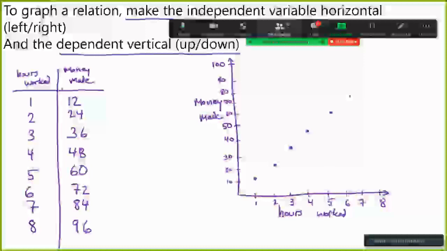Six and 72. Any questions so far on this graph, please? No, I'm pretty good. Okay, thank you. If anyone does have a question, let me know. So we graphed these out. They do look like they're in a straight line, and I want to point something out to you.